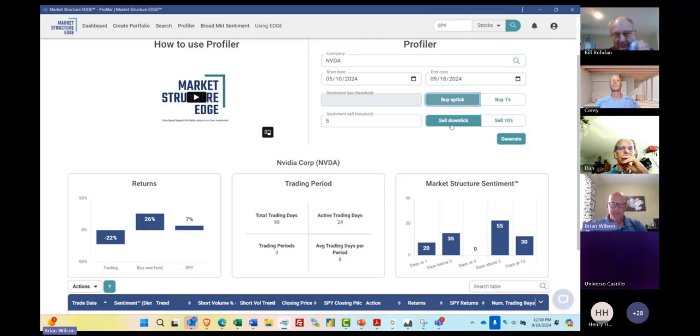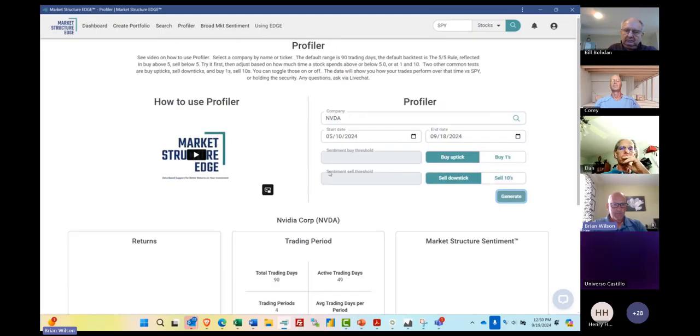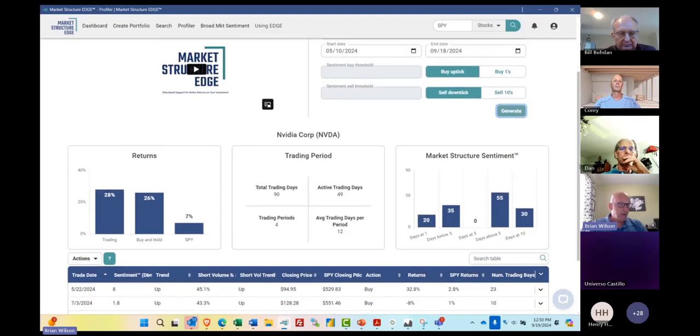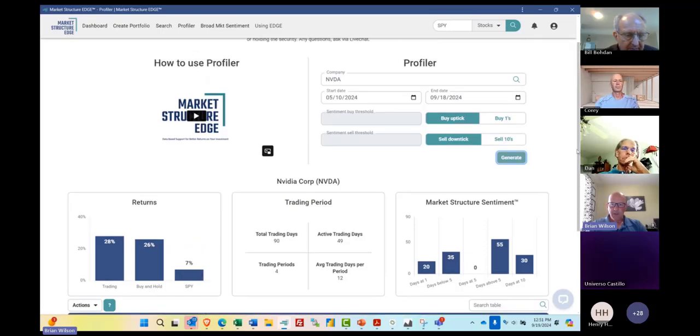Let's look at the buy uptick and sell downtick and see what that looks like. If you look at this one, well, that's much better, isn't it? Your trading, you outperformed buy and hold 28% to 26%. Here's the kicker. Your active trading days were only 49 versus 90 trading days in the period. Trading periods were a total of 4. You can see the SPY during that time frame.